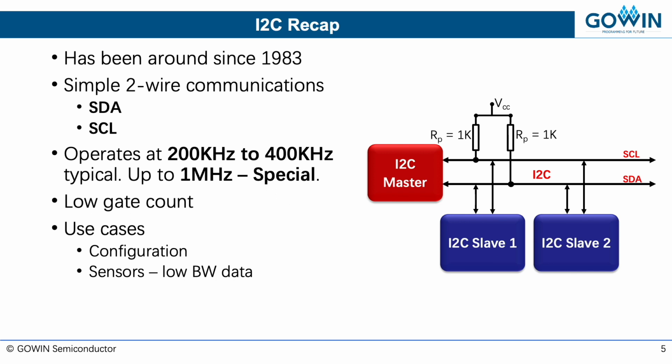The frequency of operation of this bus is typically 200 kilohertz to 400 kilohertz. In other words, it's a very slow bus. There are some special cases with special IOs where you can operate up to 1 megahertz, but that is very rare. It is used typically for low bandwidth applications such as peripheral configuration, sensor data, and a few other applications. You can actually cook up an I2C interface using C or Python code by bit banging two GPIO pins.